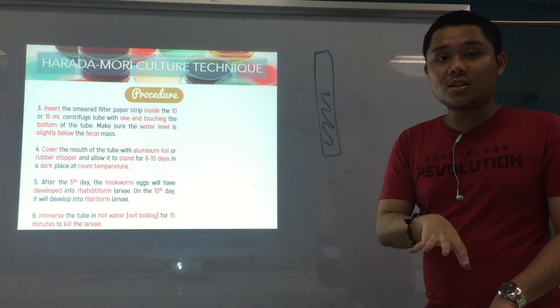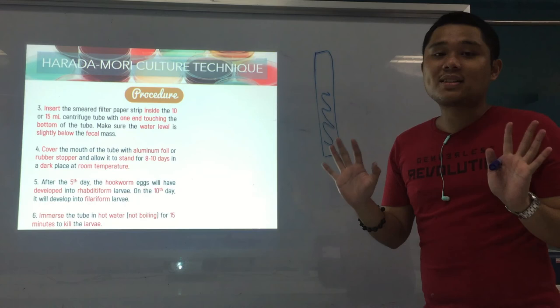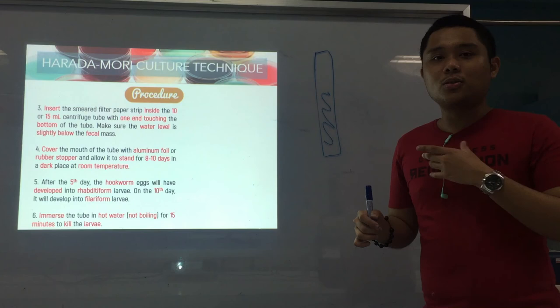So if it's still alive, and let's say there is spillage, or whatever happens, and then, you know, you have skin, guys, okay? So it could be of potential harm to you. So that's why we need to kill the larva.